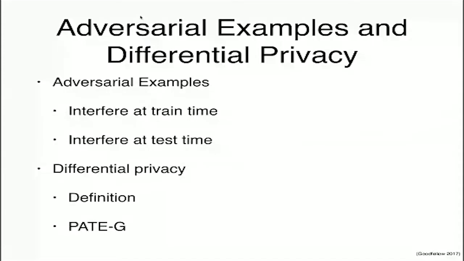As an outline, I'll first tell you about adversarial examples and how people can use them to interfere at training time. Then I'll spend most of the time on the subject that I've studied the most myself, which is how people can use adversarial examples to interfere at test time. And then I'll move on to differential privacy, which is an area I got into more recently. I'll tell you a little bit about what differential privacy is, and then I'll tell you about the state-of-the-art PATE-G algorithm for deep learning differential privacy.